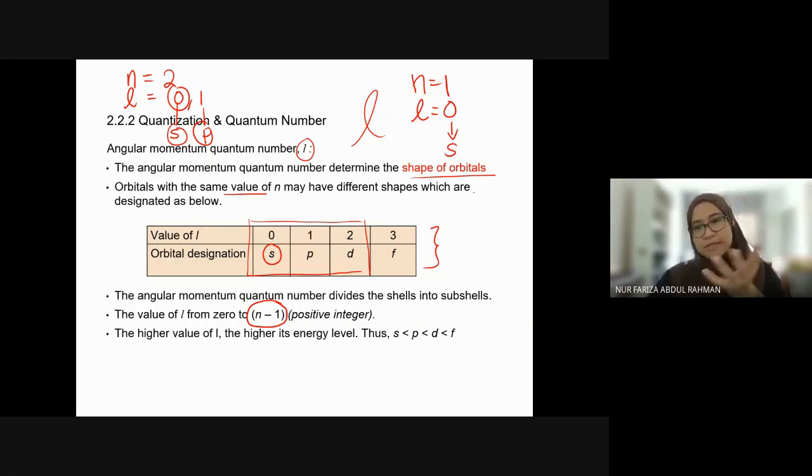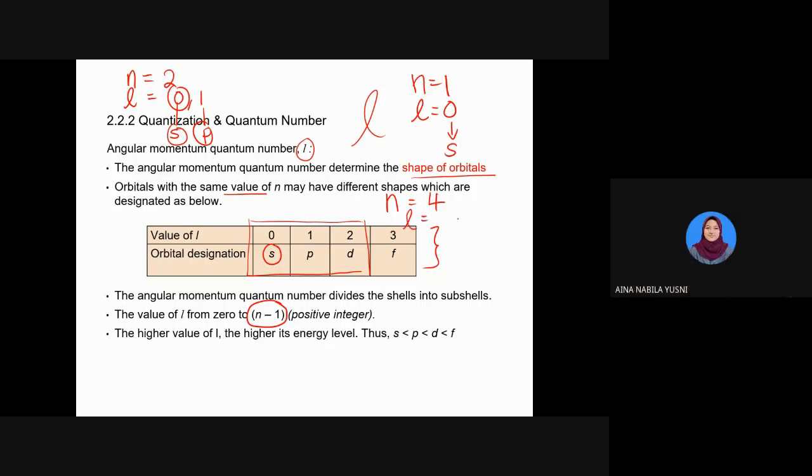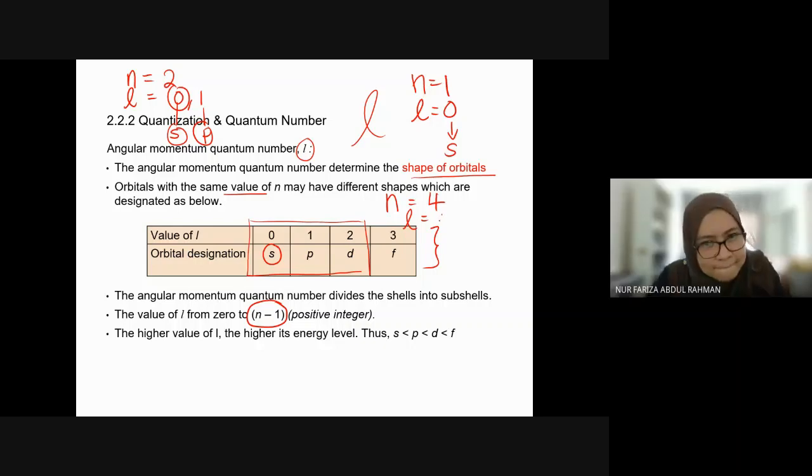Right. So maybe we can try out another n. n is equal to 4 maybe. So the L should be 3, 2, 1, 0. Sorry, you have to start from 0, from 0 to n minus 1. So it should be 0, 1, 2, 3. Okay, it has to start from 0.